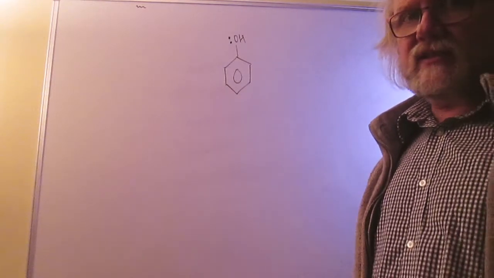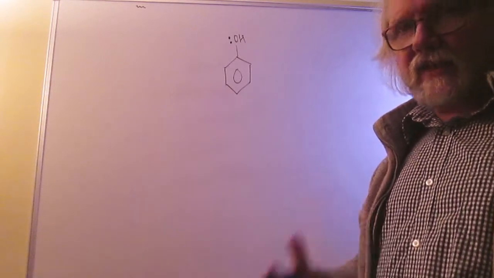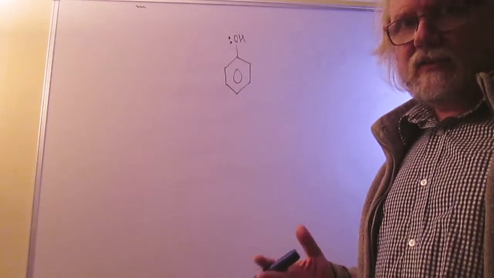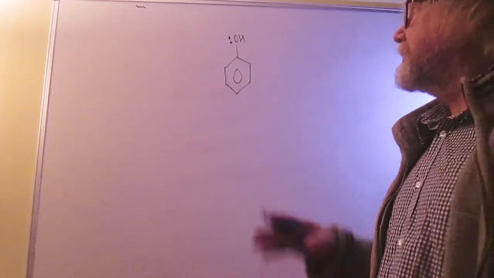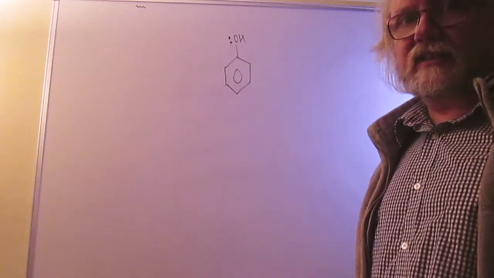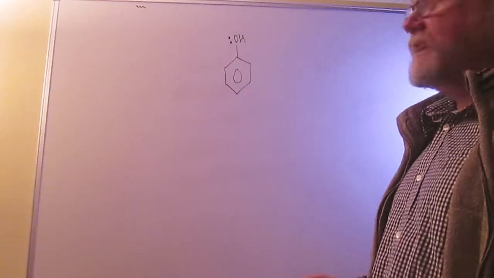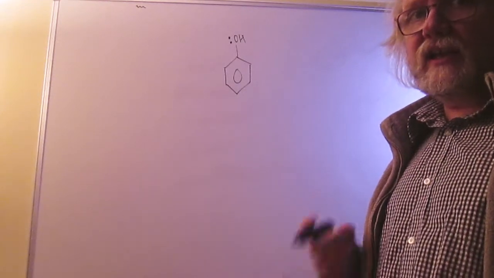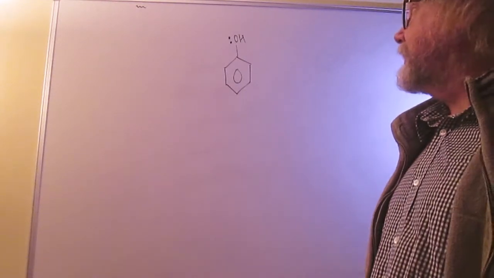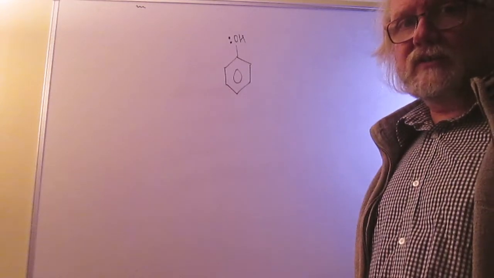Second mark is for saying that that increases the electron density. Again, you've got to use the right term. It's electron density. It's definitely not electronegativity. People use that word all the time to mean things it doesn't mean. It's not the right word here. Increased electron density. And the third thing is that it therefore makes the ring more attractive to an electrophile. Again, attractive is the key word there. Okay, so straightforward 3 marks.